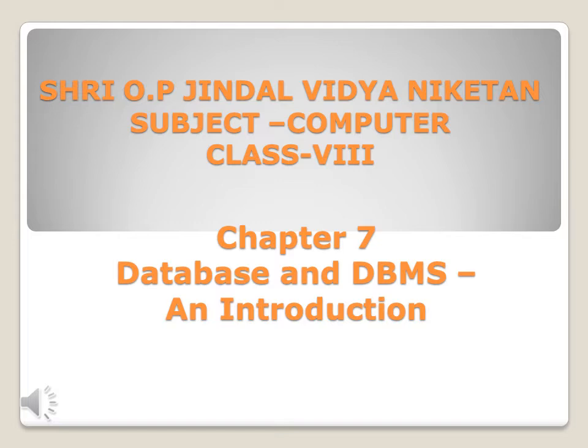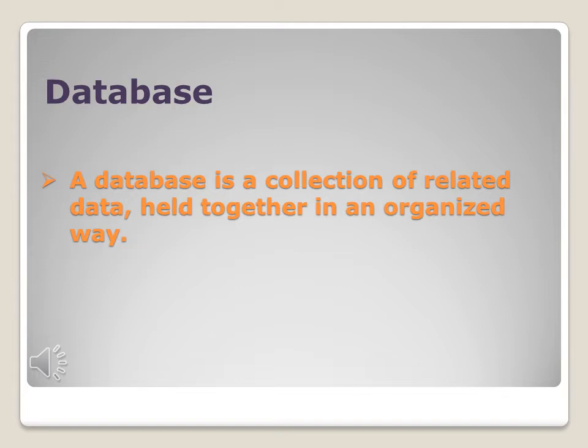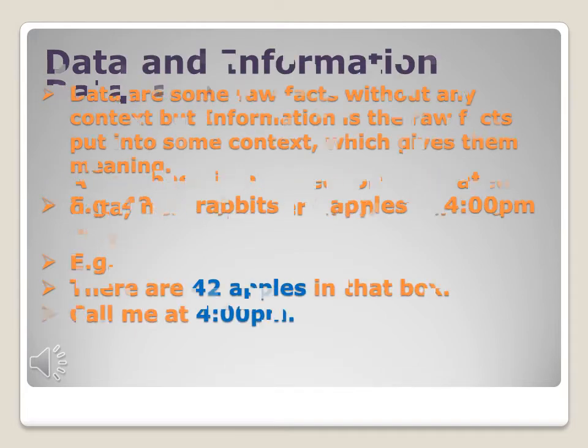Today we'll start the next chapter, chapter 7, Database and DBMS: an introduction. First we'll discuss what is a database. A database is a collection of related data held together in an organized way. That means if data is created in a proper way and organized properly, then we can say it is a database.